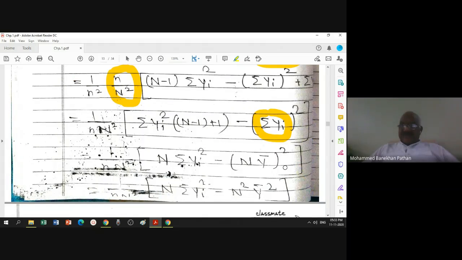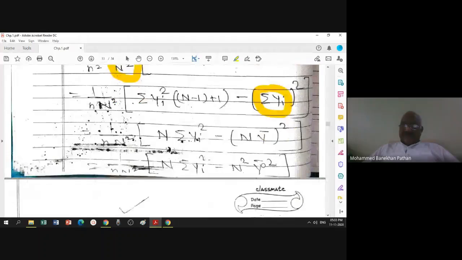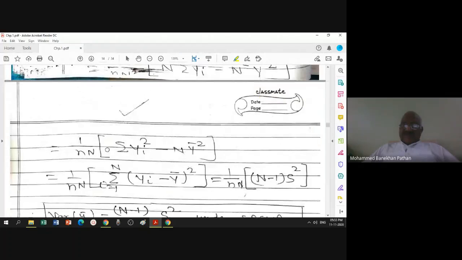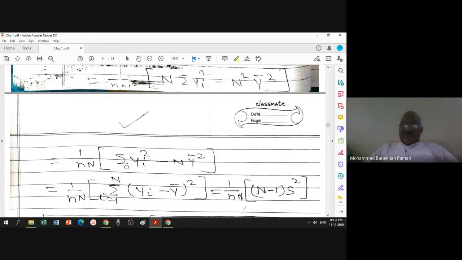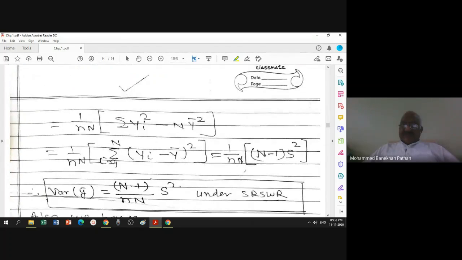So sum of yi is written as (n times y bar) whole square. So the next line, square inside, n square y bar square, n times sum of y square. This is 1 upon n square. This is 1 upon n. This n taken will be out from here and here. So sum of yi square minus n times y bar square, summation. Now this you know from first year. This is the simplification of this quantity, summation (yi minus y bar) whole bracket square, written like this.